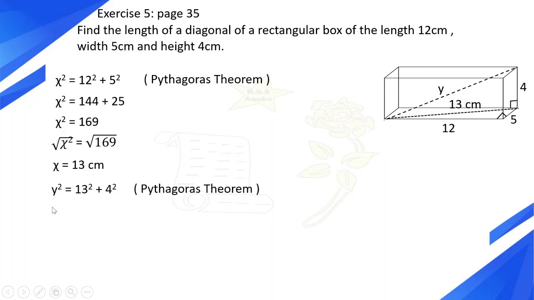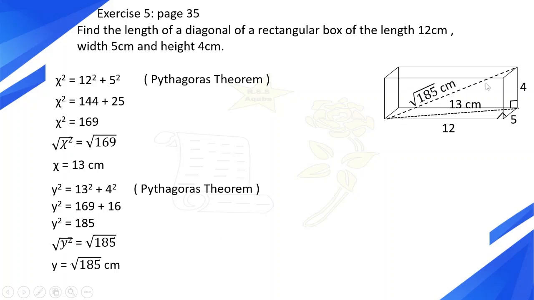So y squared equals 13 squared plus 4 squared. y squared equals 169 plus 16. Let's add. We will get 185. Take the square root of both sides, and y will be the square root of 185 centimeters. So the length of the diagonal of this rectangular box is the square root of 185 centimeters.